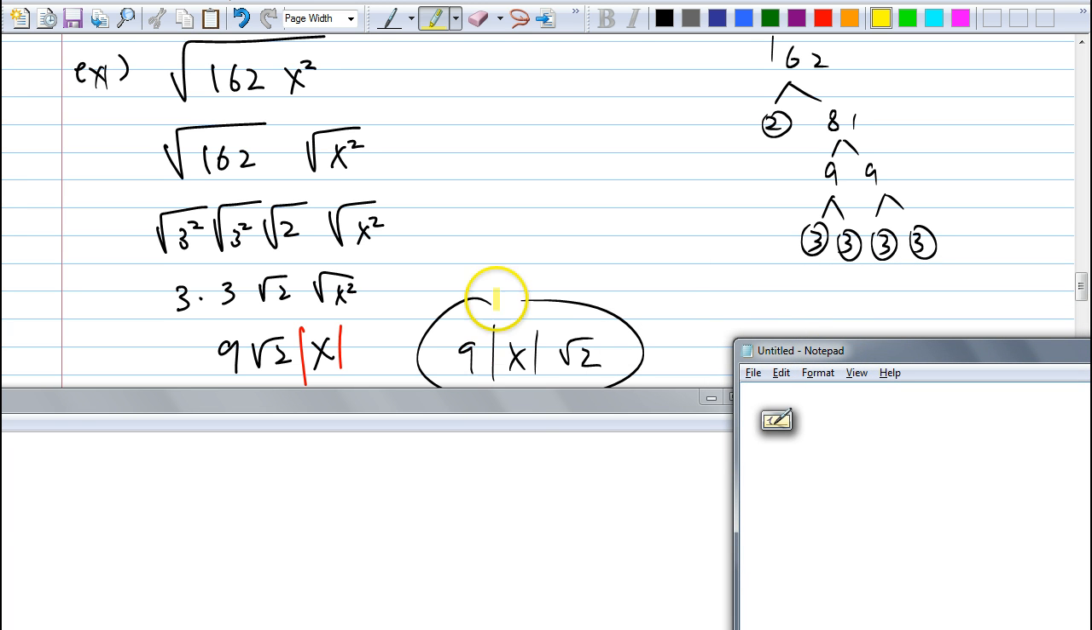Isn't it better to write 9 absolute value of x rad 2? Remember, we write down the irrational number, the square root, at the very end. Okay, so how many people got this? Raise your hand. Is this pretty straightforward? You guys remember doing things like this?